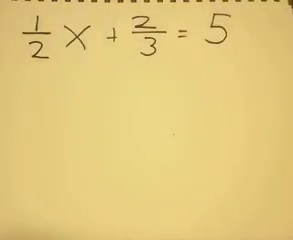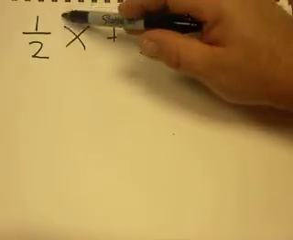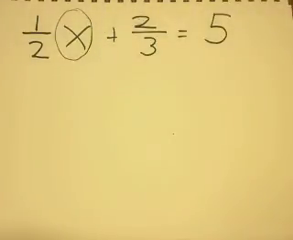Let's say we have a problem that looks like this. 1/2 x plus 2/3 is equal to 5. Well, in this case, we could still multiply by the 2, but I'd rather get rid of both fractions. So we're solving for x, and I want to think of a number that both 2 and 3 go into evenly. I'd like to find the smallest one if possible. It doesn't have to be, but it sure would be nice.